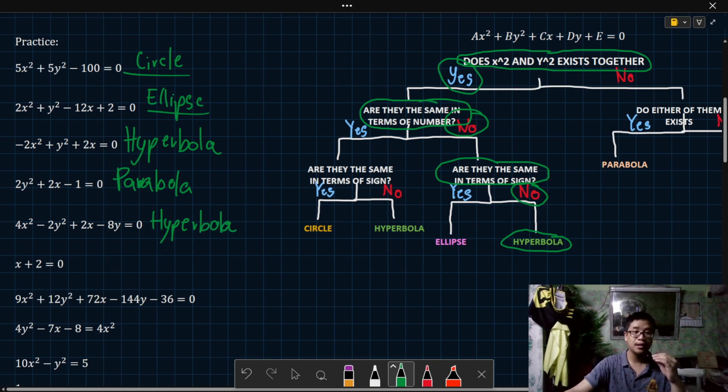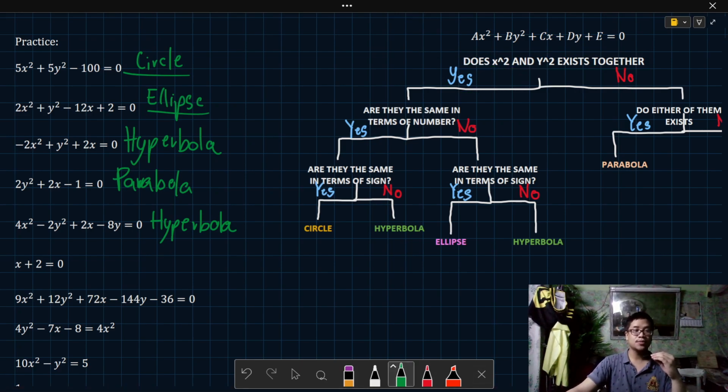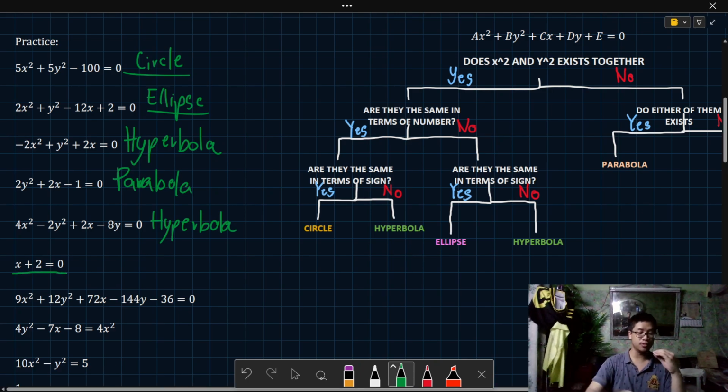Hyperbola. That's it. Now, next problem. Let me just erase this. Careful, careful. Let me just erase this. We have x plus 2 is equal to 0.